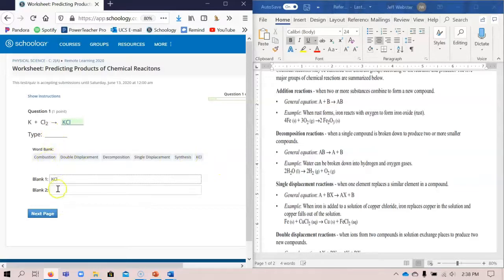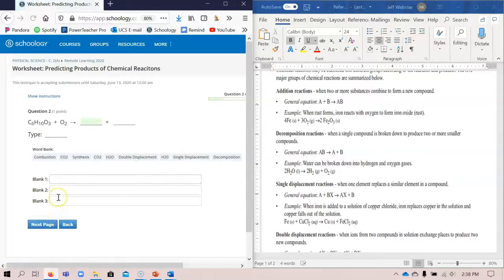When I put the type, I can just come in here, and if I look back at my directions, I know this was a synthesis reaction. So that's what I'll do. I'll type in that that's a synthesis reaction, and then I click next page and I go on. It is very important that you are spelling things correctly. So please make sure that you do that. Otherwise, if you do not spell things correctly, it will mark it wrong.